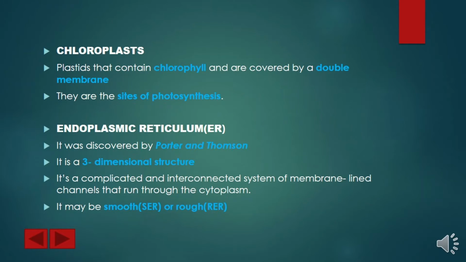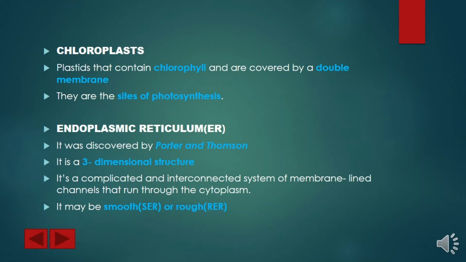Now coming to chloroplast. Chloroplasts are the organelles that conduct photosynthesis. These are the plastids that contain the green pigment chlorophyll, which are covered by a double membrane, and they are the sites of photosynthesis, where the photosynthetic pigment chlorophyll captures the energy from sunlight and converts it into chemical energy, and this is stored in the energy storage molecules ATP and NADPH while freeing oxygen from water in plant and algal cells.